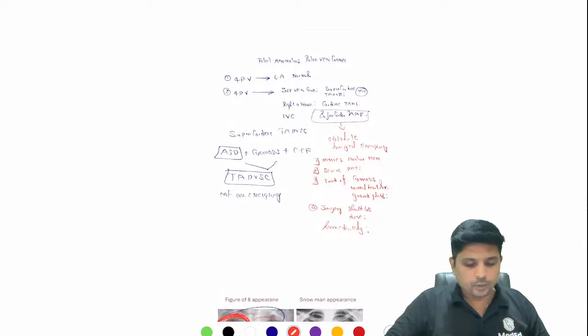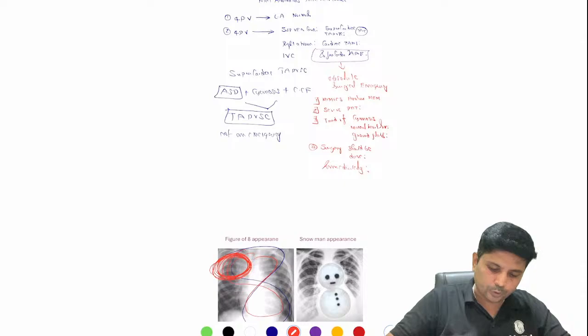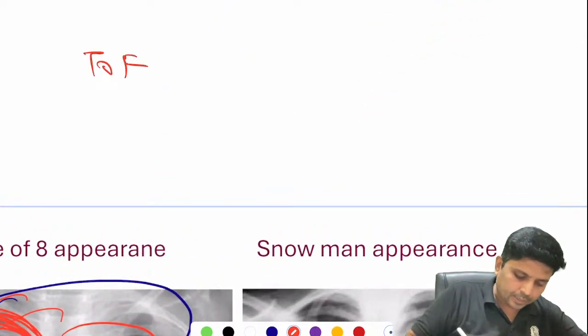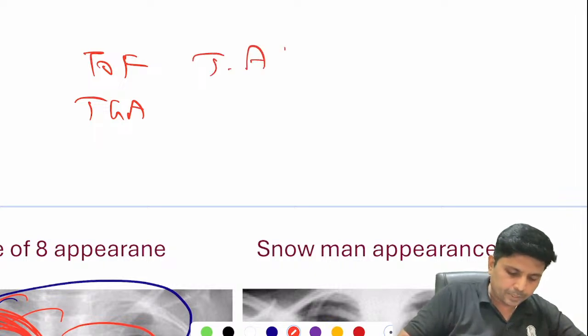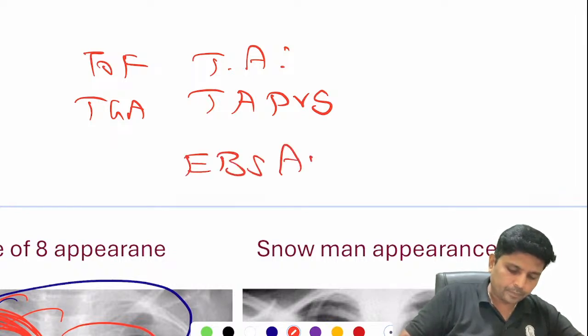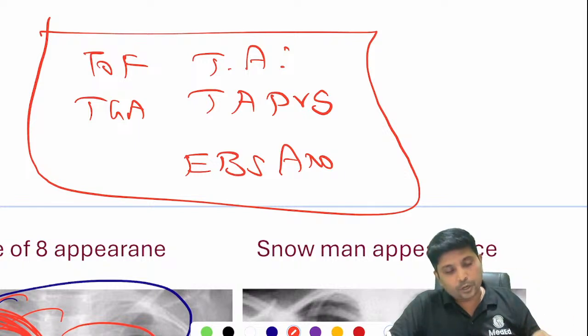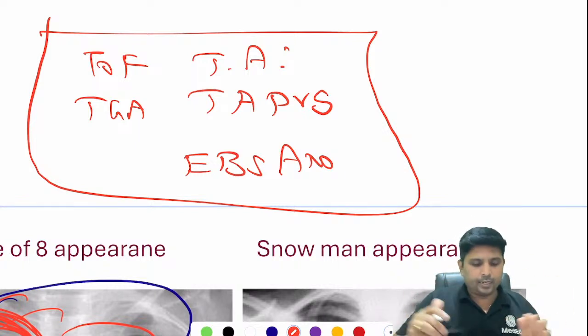That's all over. So, what are all the things we have covered so far with respect to heart diseases? We have covered tetralogy of Fallot, transposition of great arteries, tricuspid atresia, total anomalous pulmonary venous connection, Ebstein's. Remember, these five things are more than enough with respect to cyanotic congenital heart disease.